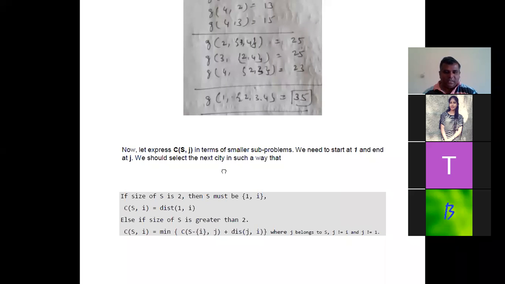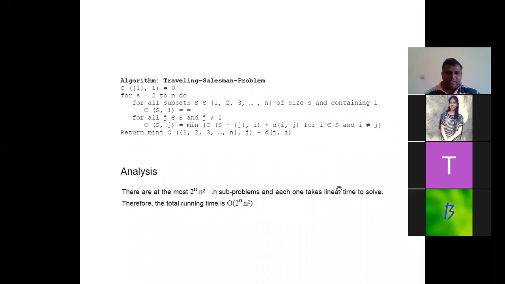In that case the formula is the minimum of C of S minus I comma J. Whatever I explained in terms of the G matrix, it is the same. Here the C matrix is there. So C of S minus I comma J plus the distance from J to I, which we call C J I. This is the formula we have to execute in the algorithm. This is what we call the recurrence relation. So how to write the algorithm, we'll see it.